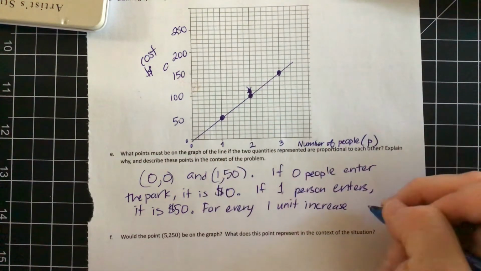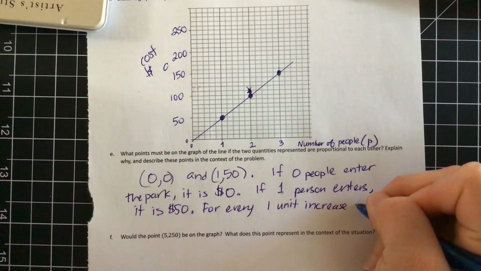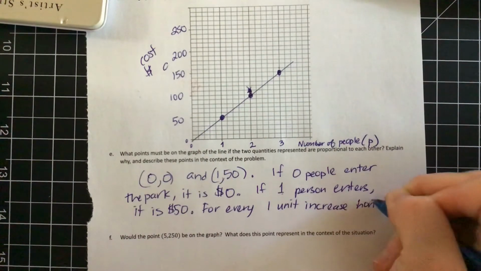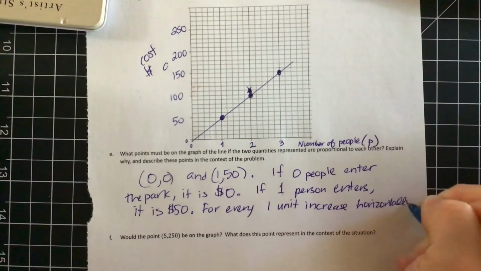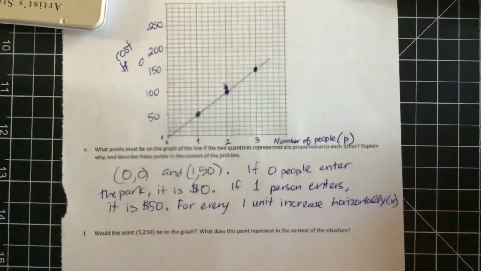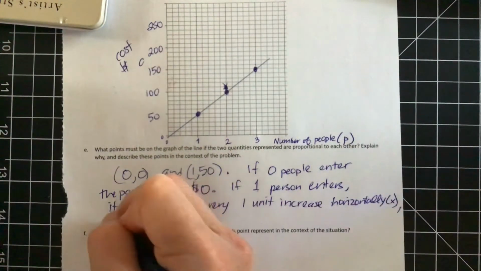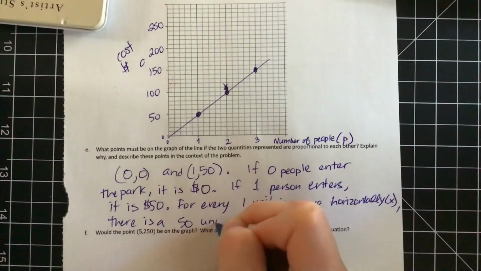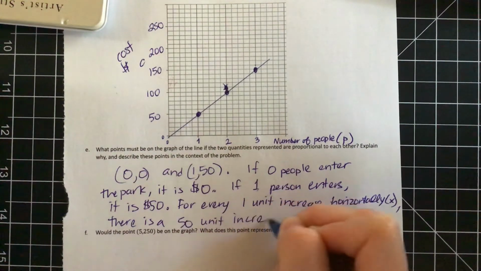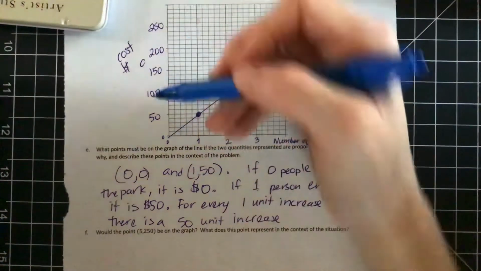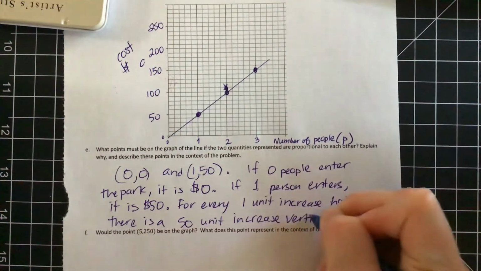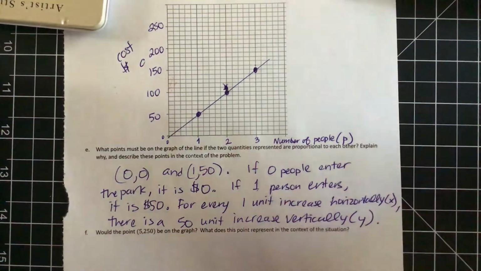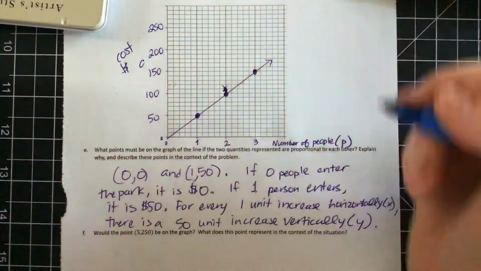I guess we'll say on the x-axis or vertically maybe. I'm sorry, horizontally. Increase horizontally. So that's x. There is a 50 unit increase vertically on the y. Okay, and it's like a pattern. That's what makes it proportional.